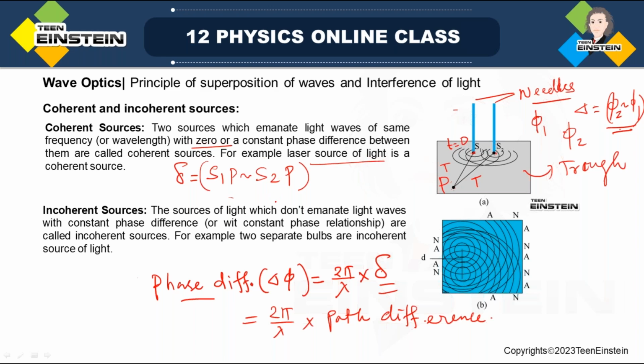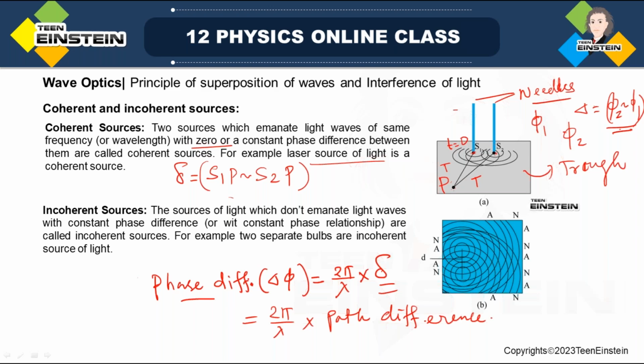Now in coherent sources, there will be a constant phase relationship, with no phase changes randomly. But in incoherent sources, those things will be happening. The sources of light which do not emanate waves with a constant phase difference or constant phase relationship are called incoherent sources. In this case, the phase changes randomly with time or space, as the wave progresses. So this is about coherent and incoherent sources.